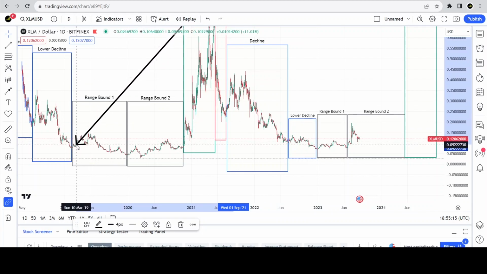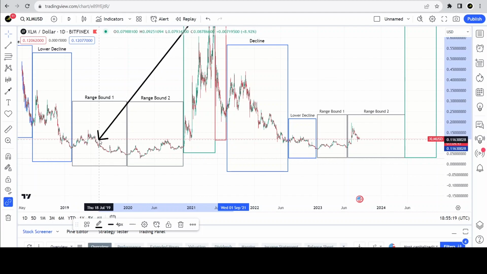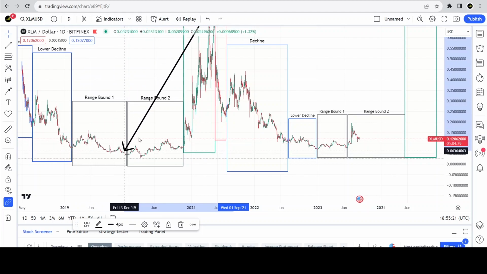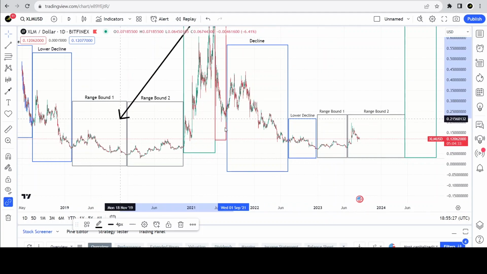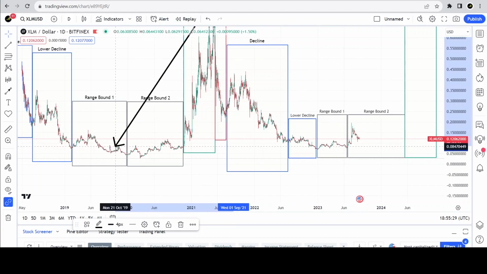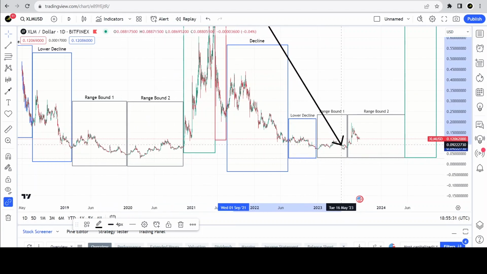So in this range-bound fractal, what happened here? We had the first wave, the second wave, and then the third wave. So here we have the first wave, the second wave, which brings it to a peak, just like here, and then the smaller third wave is repeated right here, just on a smaller scale.